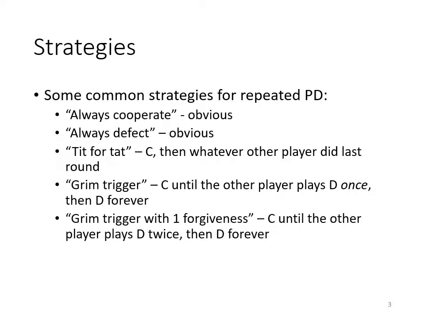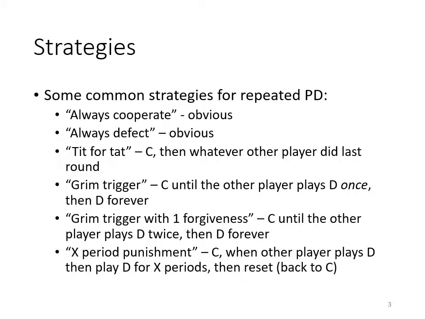You can modify these. So Grim Trigger with one forgiveness is Grim Trigger, except you'll allow one defection that you still keep cooperating. It's on the second defection that you then just shut down and defect forever. Just some sort of forgiveness once, so you get the second chance, but no third chance. If you screw up a second time, it's over.